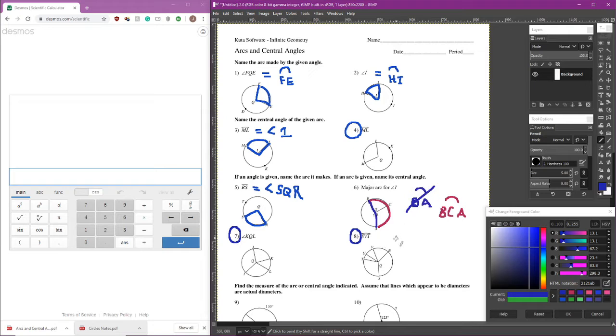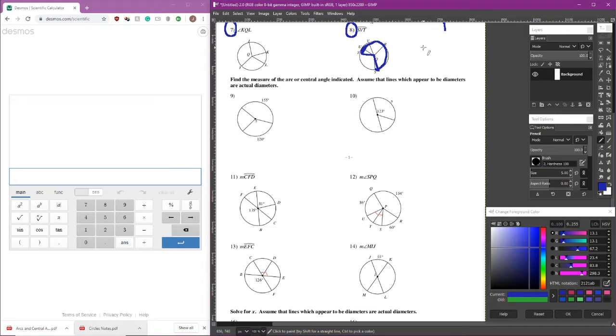Maybe I'll help out with this one just a little bit. SVT, if I go from S all the way through point V, all the way to T, there's that big major arc. Now you want to say what are the endpoints and the vertex of the angle that's formed by that. So hopefully that outlining will help you find that.